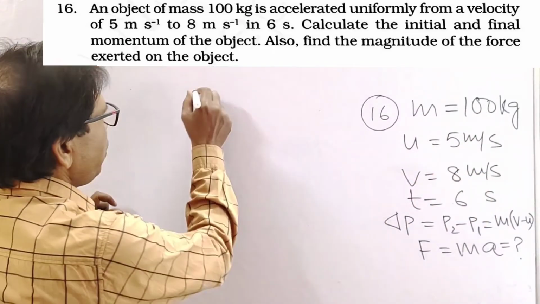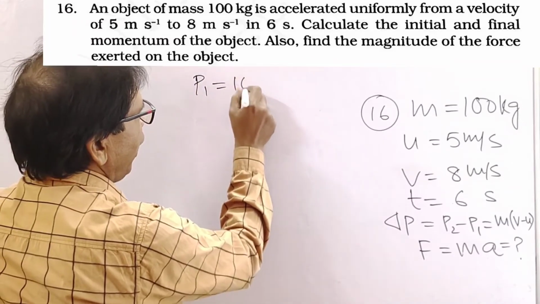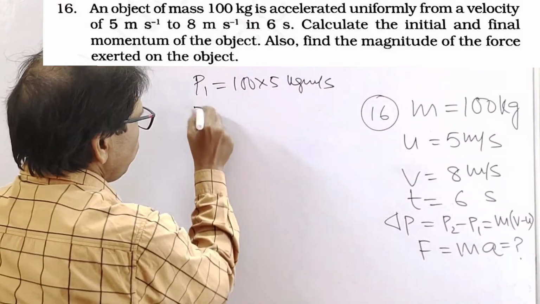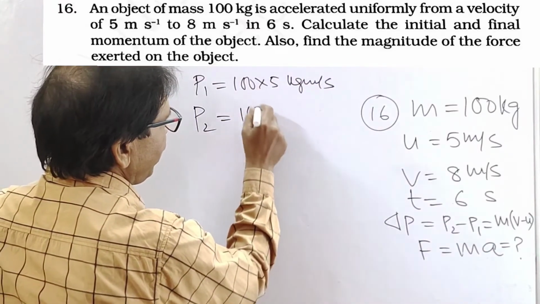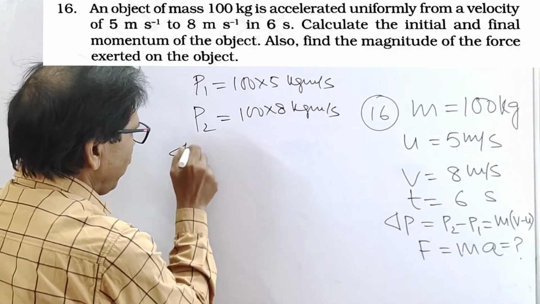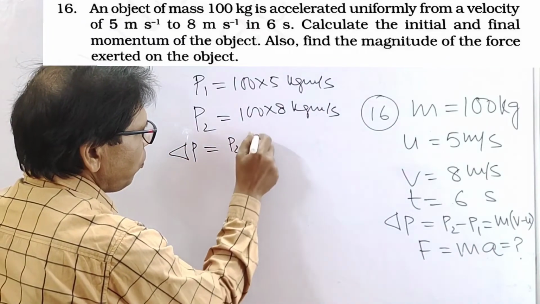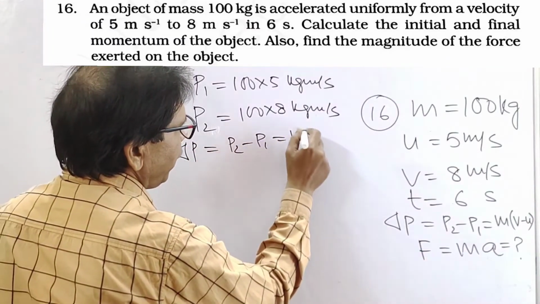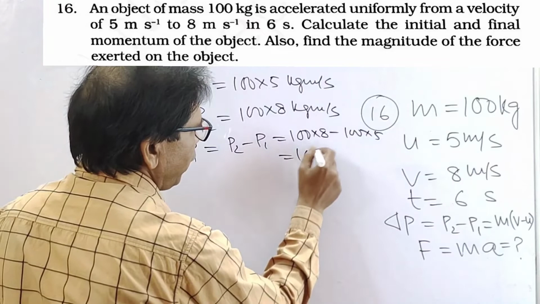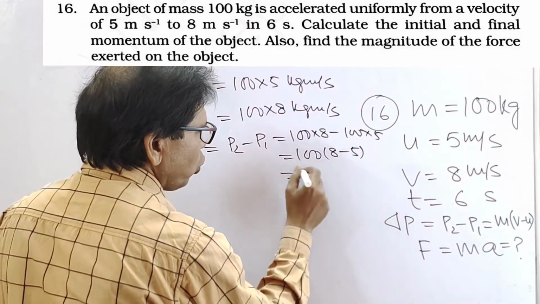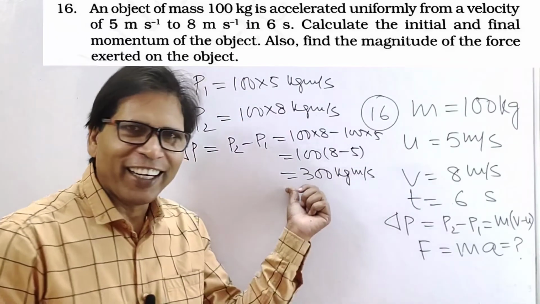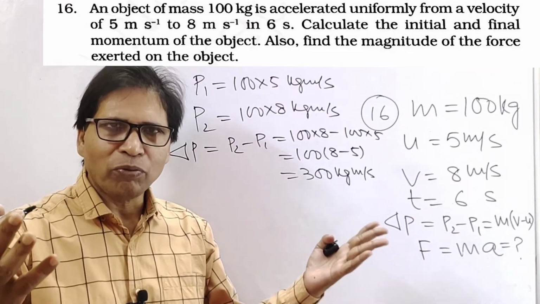So look at this, P1 is equal to 100 into 5 kg meter per second. P2 is 100 into 8 kg meter per second. So the change of momentum, delta P, is P2 minus P1. So this is 100 into 8 minus 100 into 5, which is 100 into 8 minus 5. So this is 300 kg meter per second. Okay, understood? Now we have to calculate force.